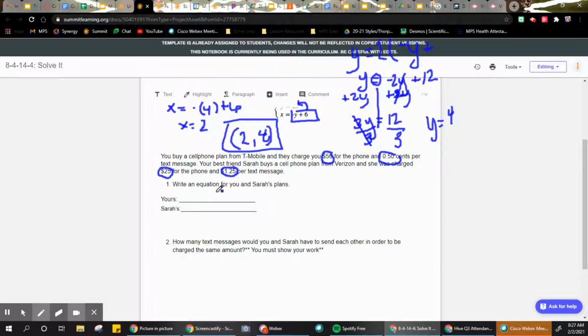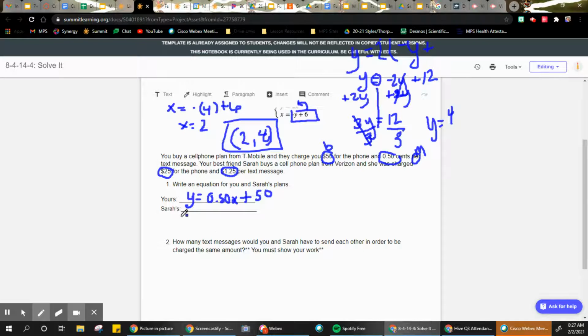So let's start with yours. Okay, we want to know how much your cell phone bill is, so that'll be y, like how much does it cost you? And we know that it costs 50 cents per text message. The word per tells me that this is slope. Okay, so it's 50 cents x. So it's 0.50x. And then I need my initial charge for the phone, which is my b, which is going to be 50.